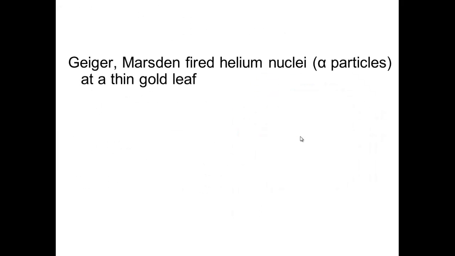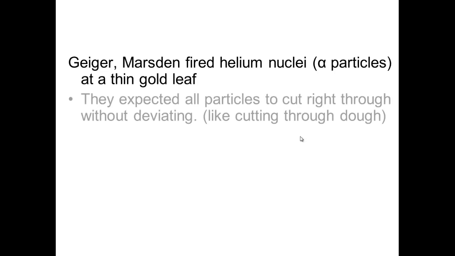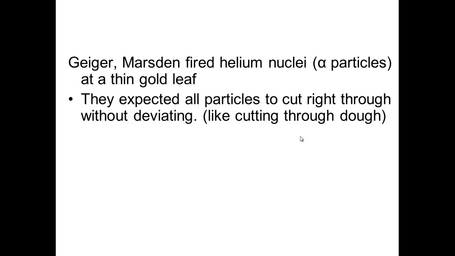But then they did an experiment. Rutherford organized Geiger and Marsden to fire helium nuclei, which were very compact positive charges, at a thin gold leaf. And what they expected to happen was that, since most of the atom was this doughy positive charge, these other particles would fly through the atom without being disturbed.